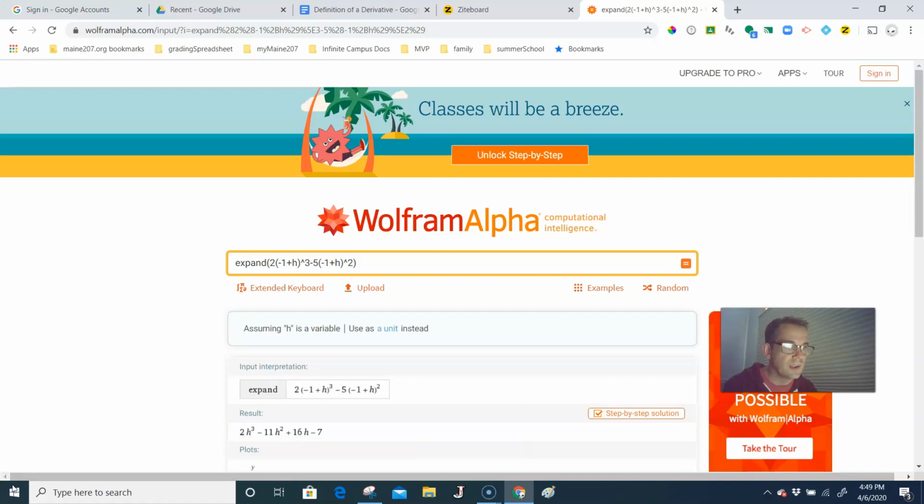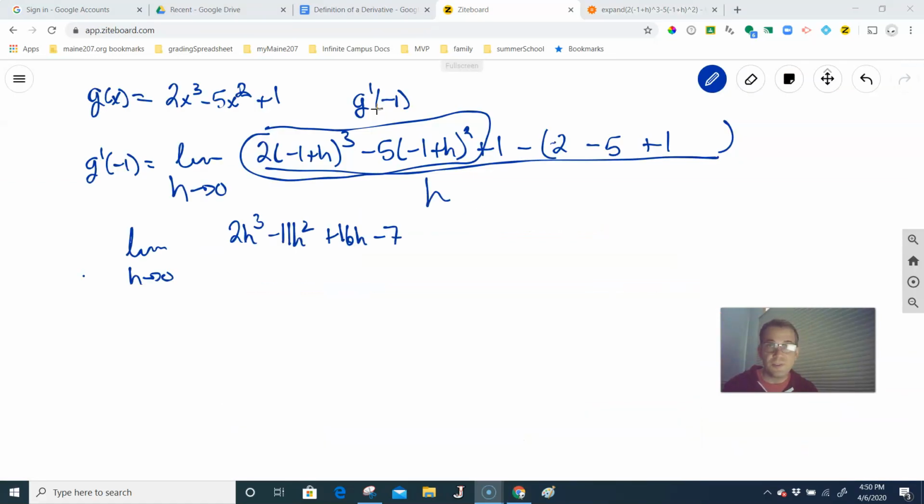Let me pause this video again really quickly. So all this stuff according to Wolfram Alpha is this expression here. I've got the +1, -2 minus 5 plus 1.